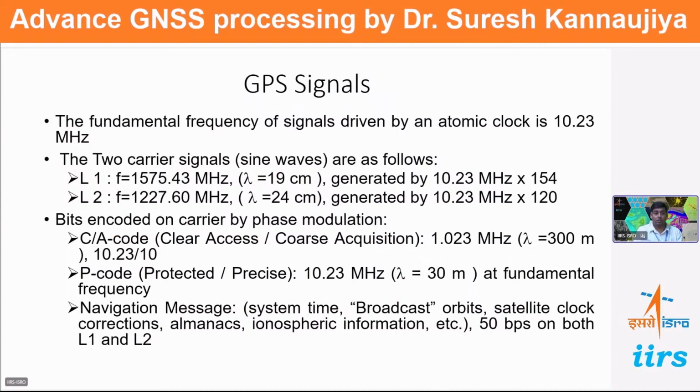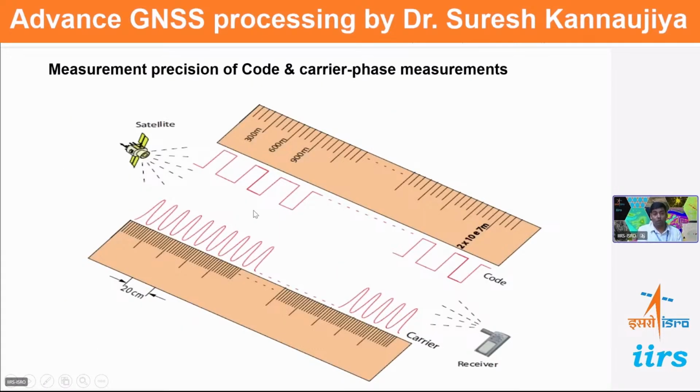We know that GPS has L1, L2, and L5 signals. Earlier, GPS had the code acquisition, then the P code, then the navigation message, basically carrying the broadcast orbit, satellite clock correction, ionospheric information, etc. Both are transmitted on the L1 and L2 frequencies. These are the frequencies transmitted from the navigation satellite: the code signal and the carrier signal. The carrier signal we use for millimeter measurement, and the code signal we use for a priori measurement.